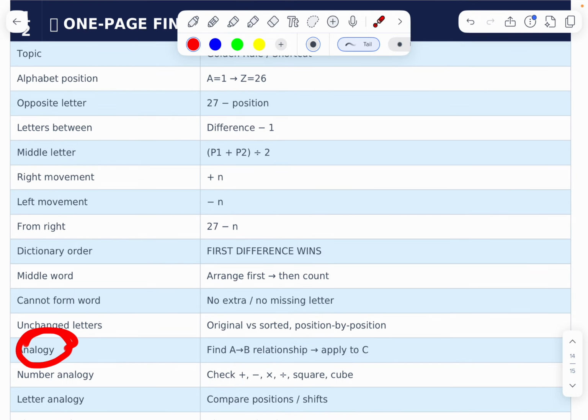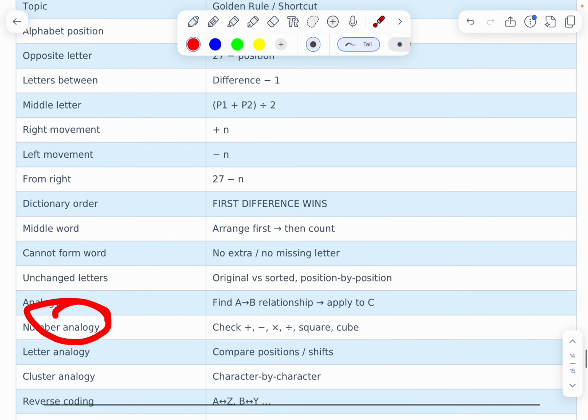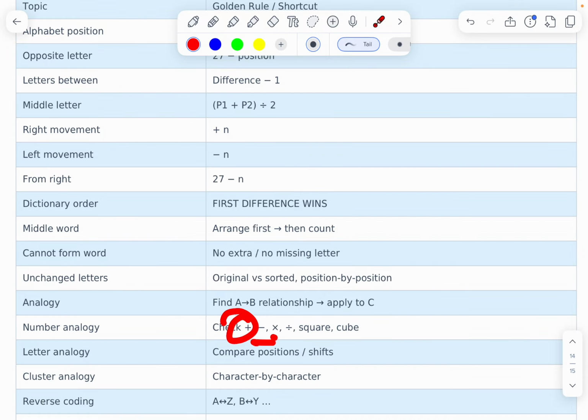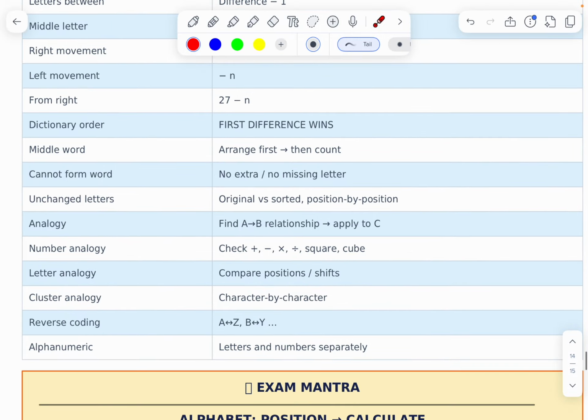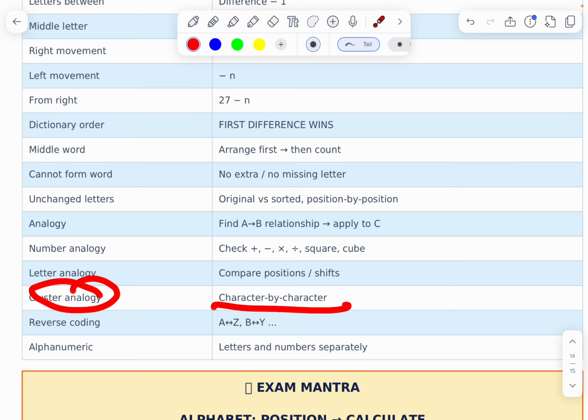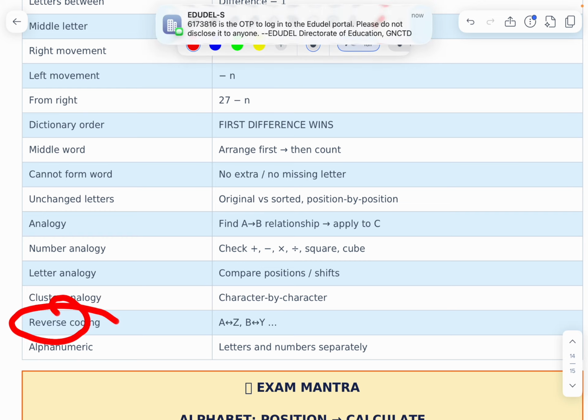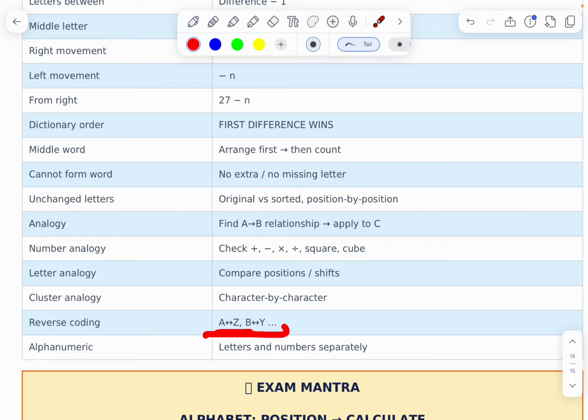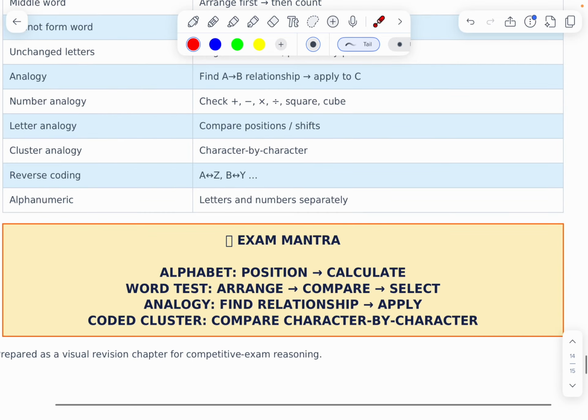Okay. Analogy: find the A to B relationship, apply to C. Number analogy: plus, minus, into, divide by, square and cube. Letter analogy: comparing positions and shifts. Cluster analogy: character by character. Reverse coding: A to Z and B to Y. Alphanumeric: letters and numbers separately.